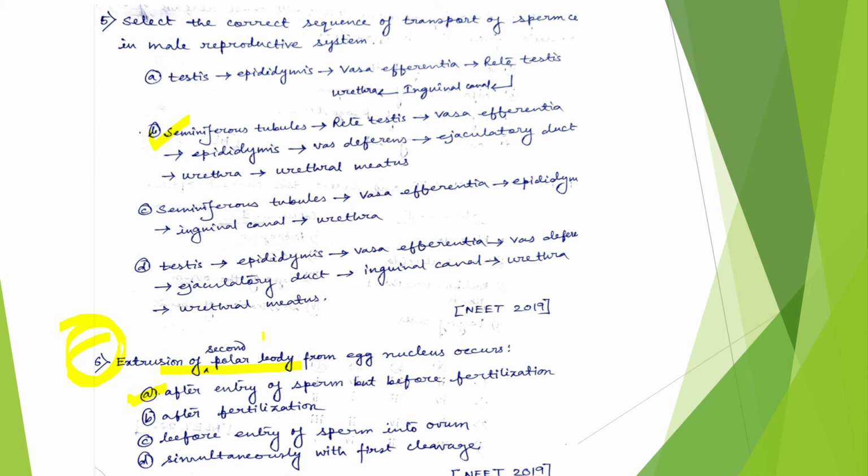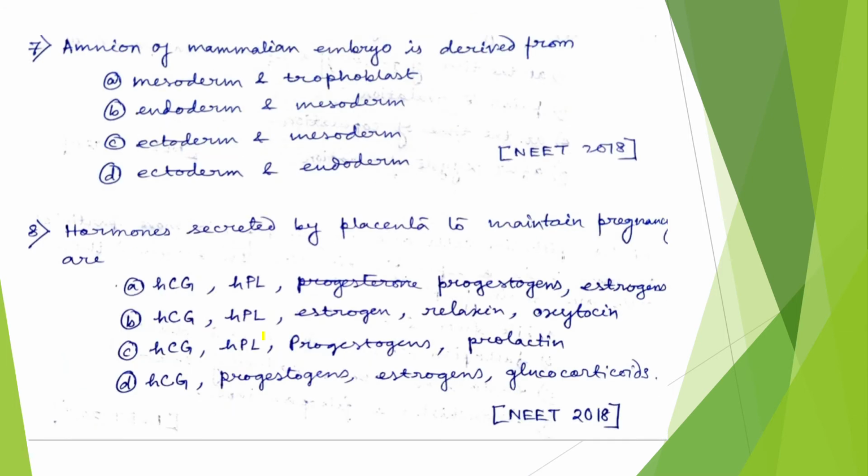Now coming to the next question, it is very simple. Amnion of mammalian embryo is derived from ectoderm and mesoderm. Option C is correct. Now coming to the next question, hormones secreted by placenta to maintain pregnancy are HCG, HPL, progestogens and estrogens. The correct answer is option A.